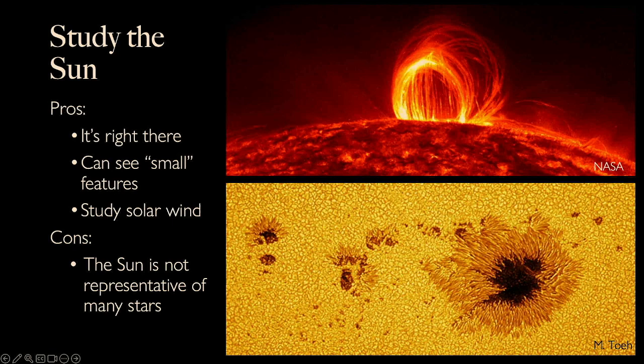We can see sunspots. These are cooler areas on the sun's surface. The big sunspot right there is about the size of the Earth in terms of scale. So small compared to the sun, pretty big compared to us. We also are able to study things like the solar wind. So there are particles that are being ejected from the sun, and they hit the Earth's atmosphere and create auroras.